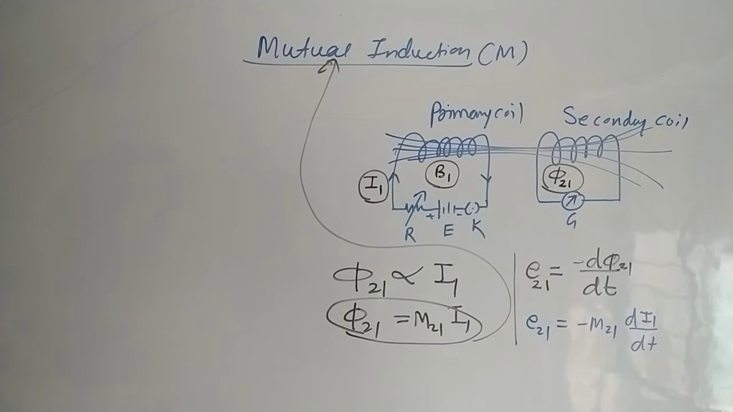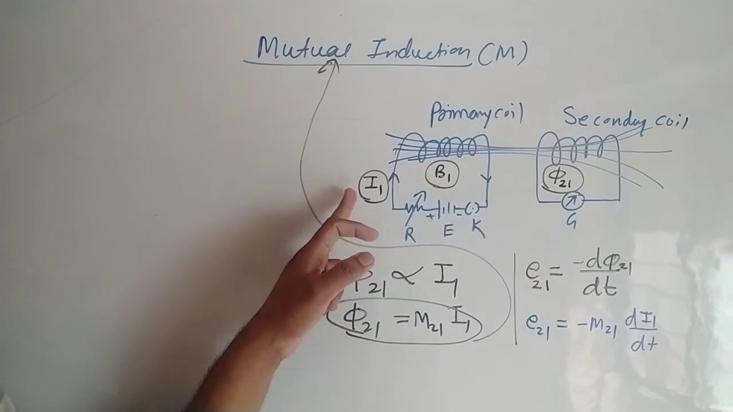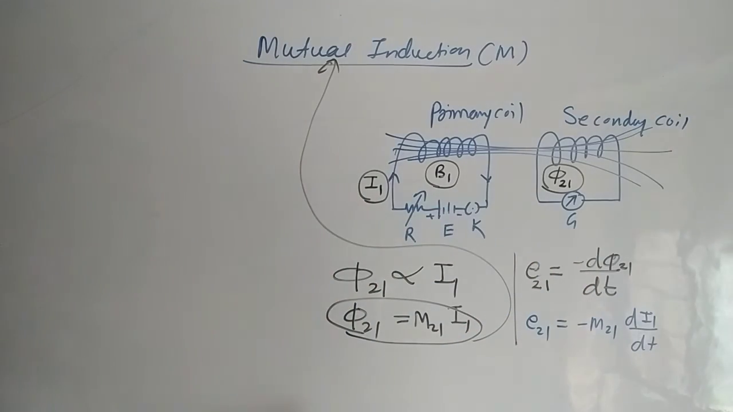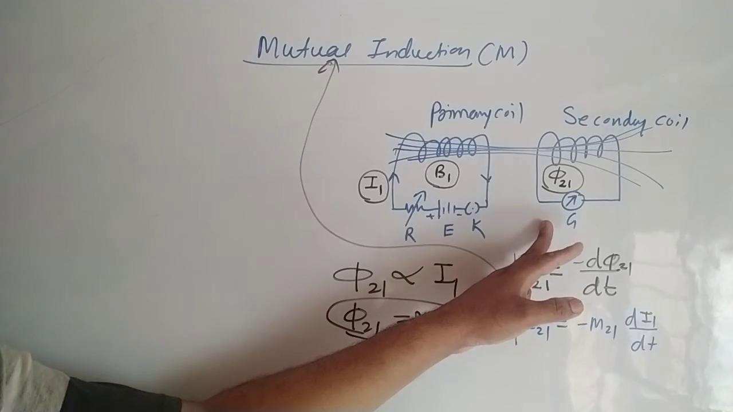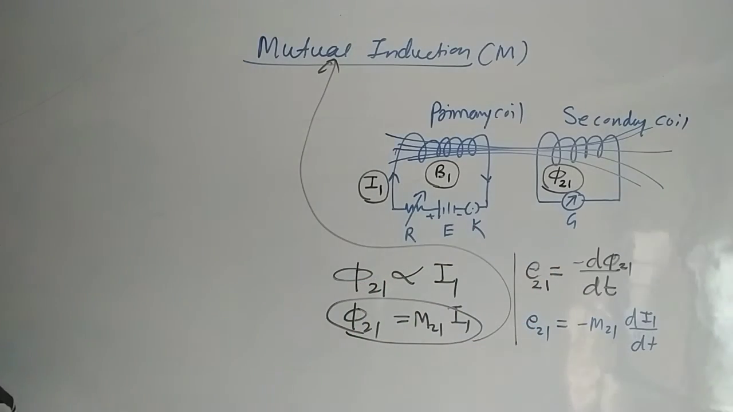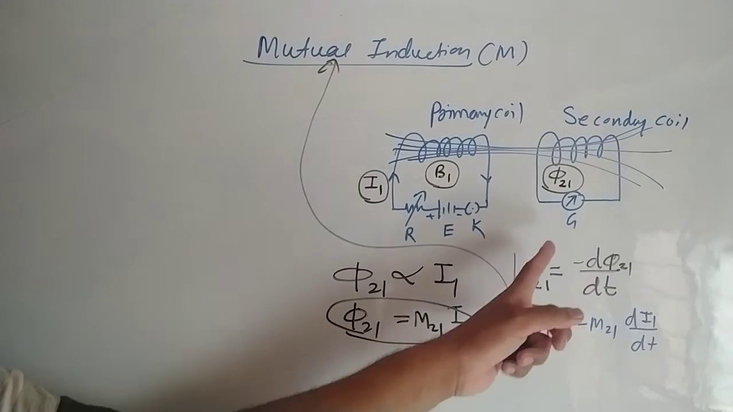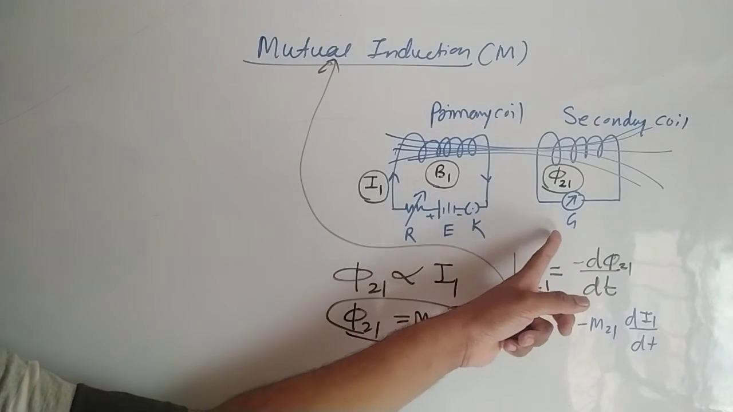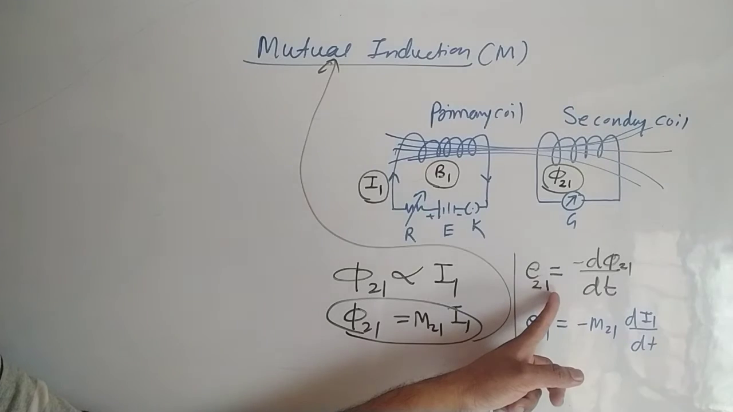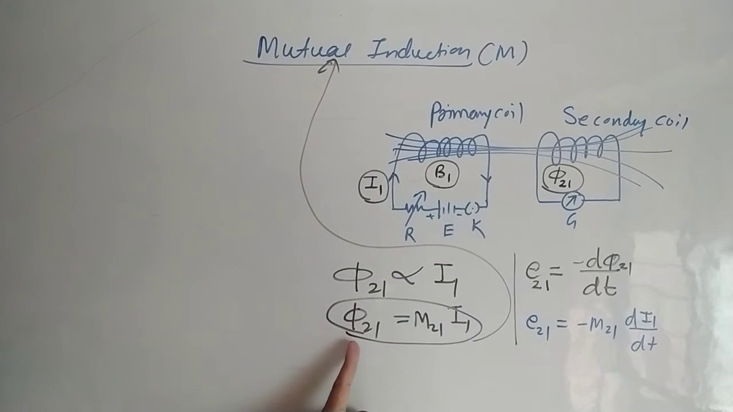So this is nothing but the EMF induced in the secondary coil due to the flow of current I1 in the first coil. This is the magnetic flux linked to the secondary coil due to current I1 flowing in the first coil. So this we have derived: the EMF induced in the secondary due to the flow of current in the primary, that we have learned.